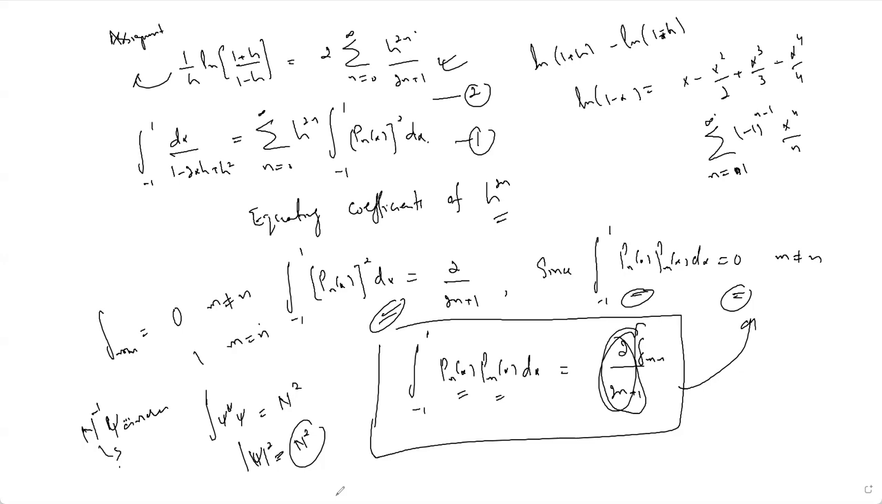I just combine them in one single equation, and that particular equation is this. So corresponding to two different cases, whether m is equal to n, this will be this particular equation, and for m not equal to n, we will get 2 divided by 2n plus 1. Okay, so this was some little concept about the normalization.